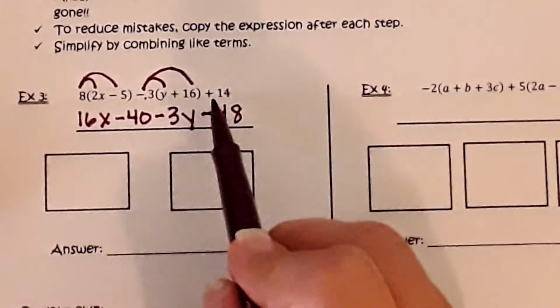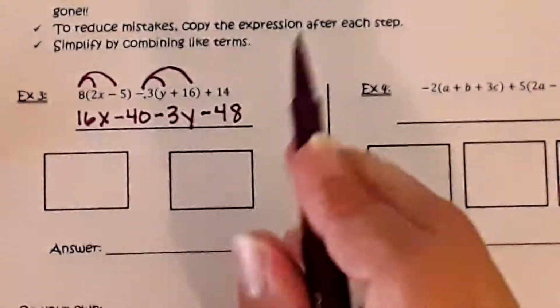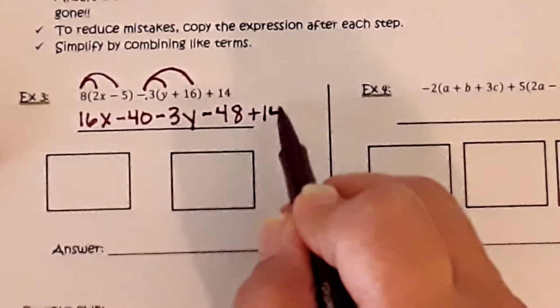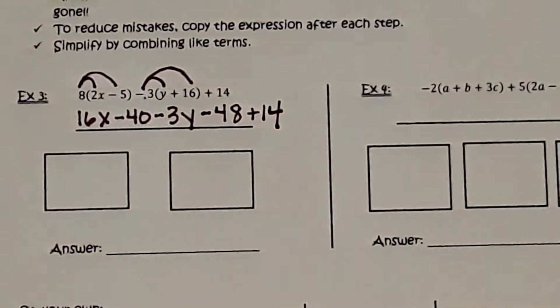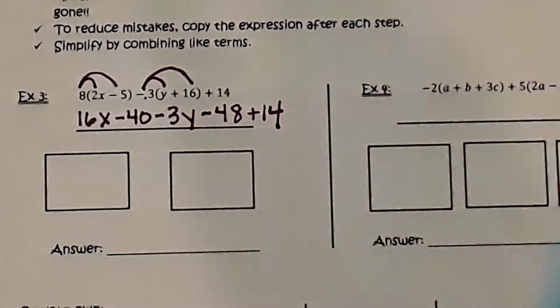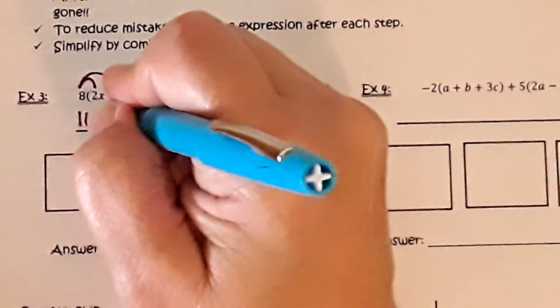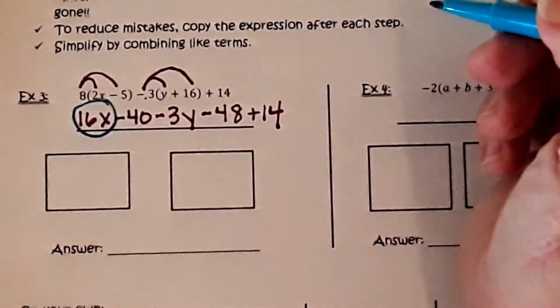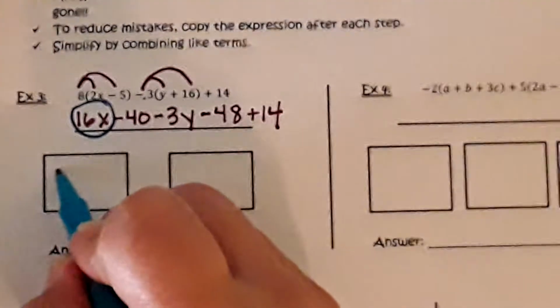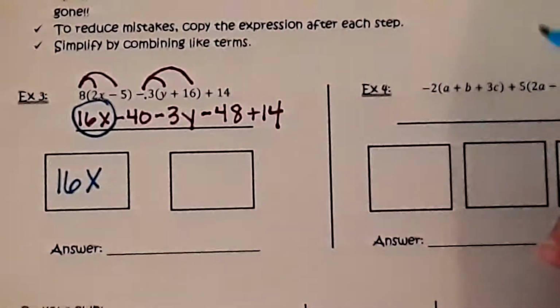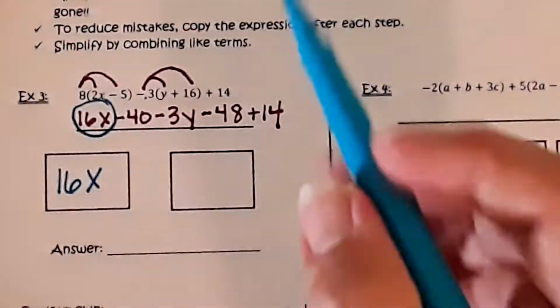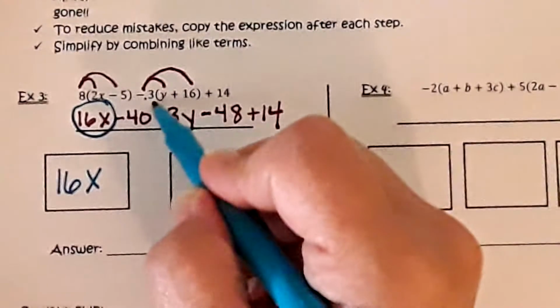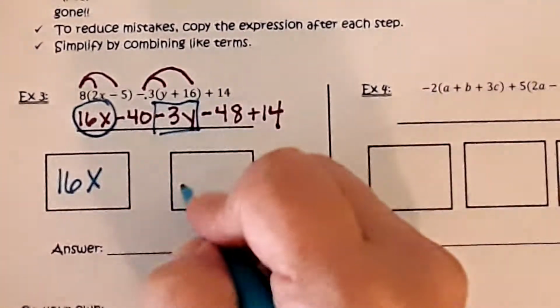Do you see how that 14 is not anywhere in parentheses? We're going to put it out to the side. Now what we're going to do is combine those like terms. So we have 16x, and that's it. So we're going to put 16x here. Then I see the negative 3y. This is the only negative 3y, you guys. So we're going to put negative 3y.